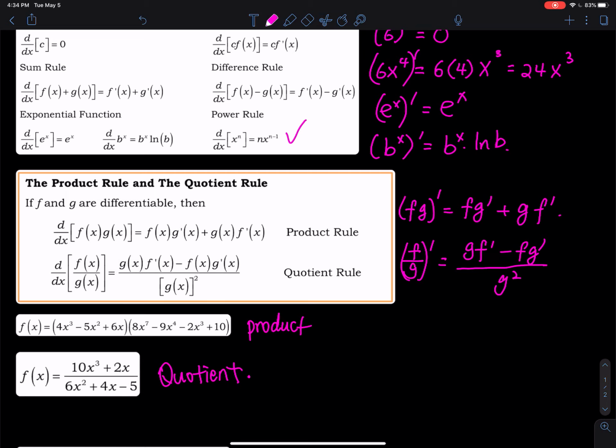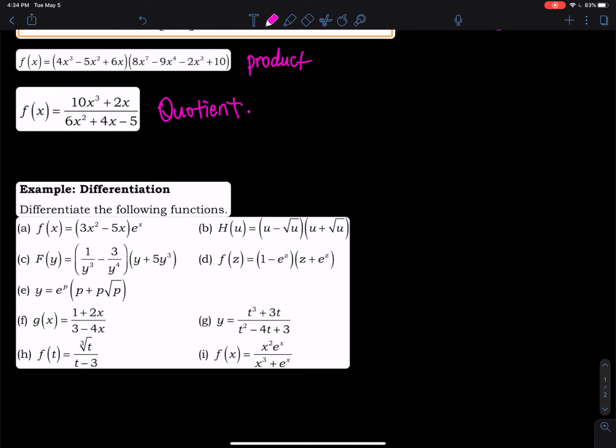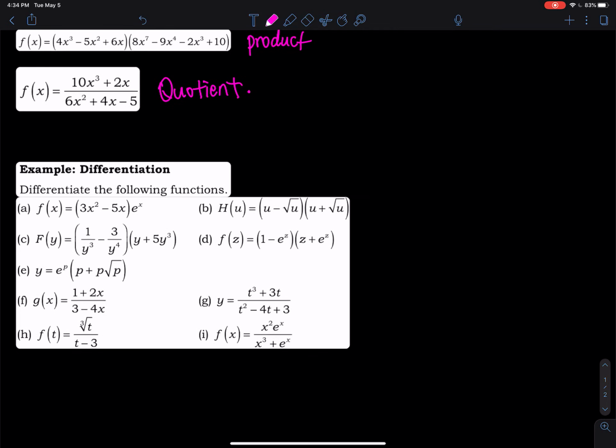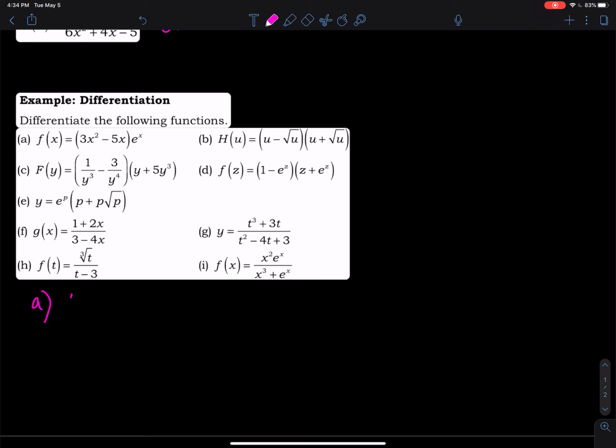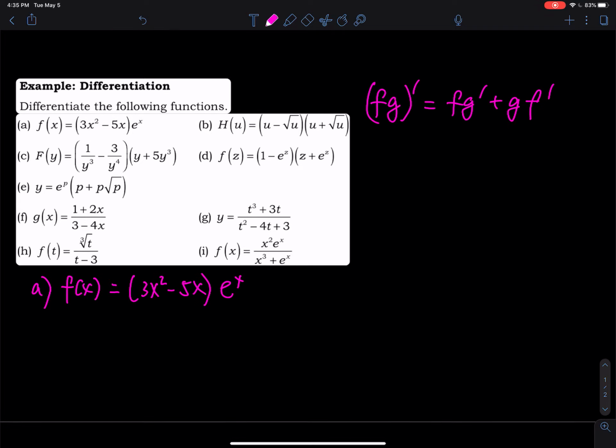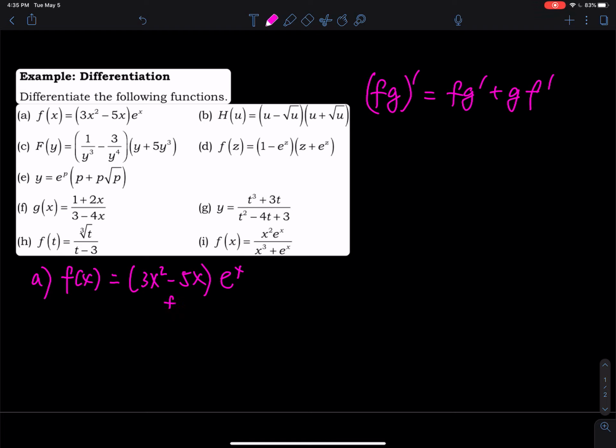All right, let's take a look at the first problem. I want you to differentiate the following function. For a, we have f of x equals 3x squared minus 5x times e to the x. For the product rule, we have fg prime equals fg prime plus gf prime. This is my function f, this is my function g.